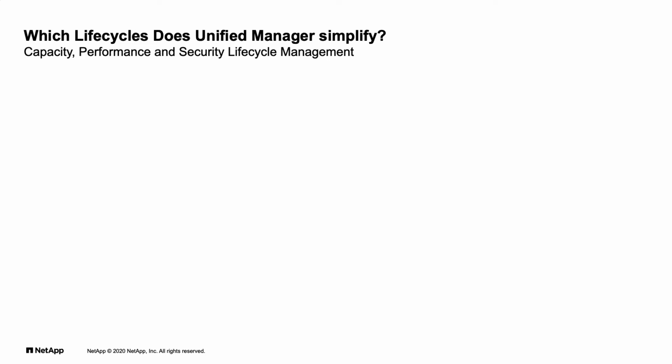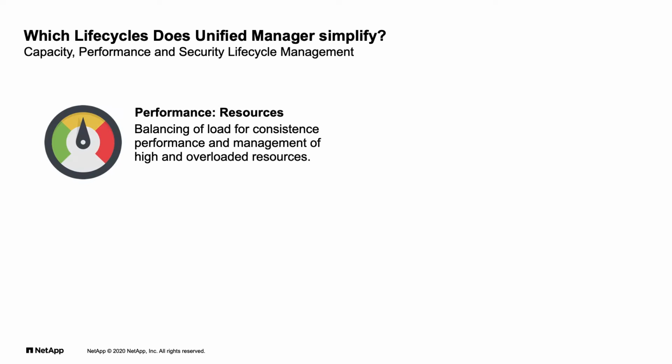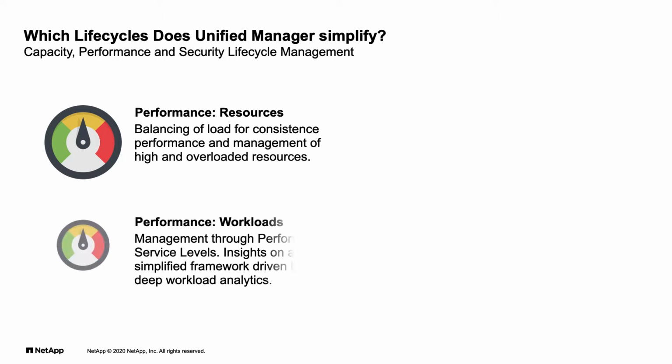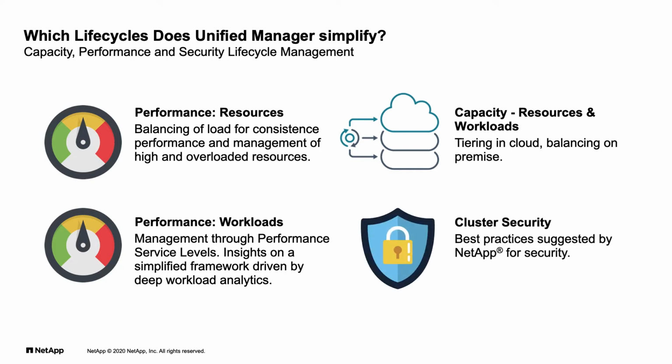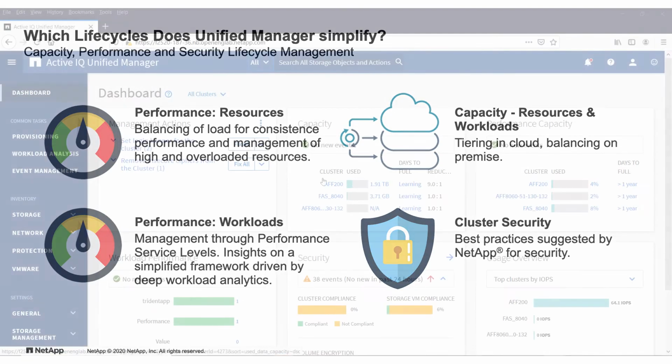AIQUM 9.8 performs lifecycle management in the following four key areas: storage resource performance, which takes care of balancing resource load for consistent application performance; storage workload performance, which manages workload through performance service levels; storage capacity, which makes sure that the storage resources never run out of space by tiering data and balancing capacity; and storage security, which helps customers verify systems adhere to NetApp security best practices.